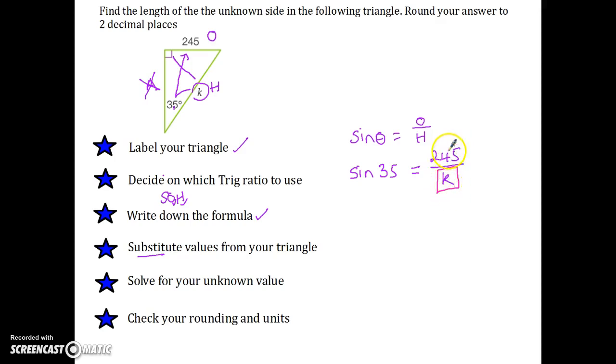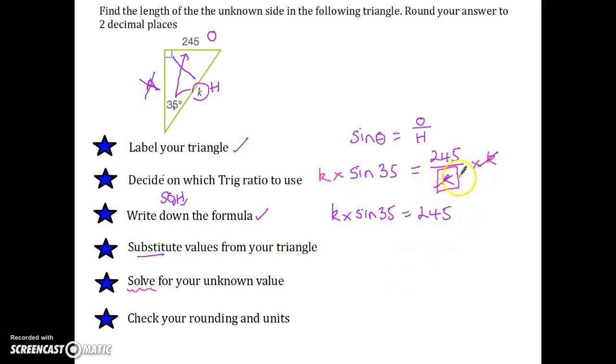So we need to change the way we attack this as far as our algebra goes, because the next step is to solve. Now on the previous page, we just multiplied by what was in the denominator. So let's do that again. Let's just see what happens. So multiply by k, and then you'll find that this k and that k cancel one another out. So I'm left with k times sine 35 is 245.